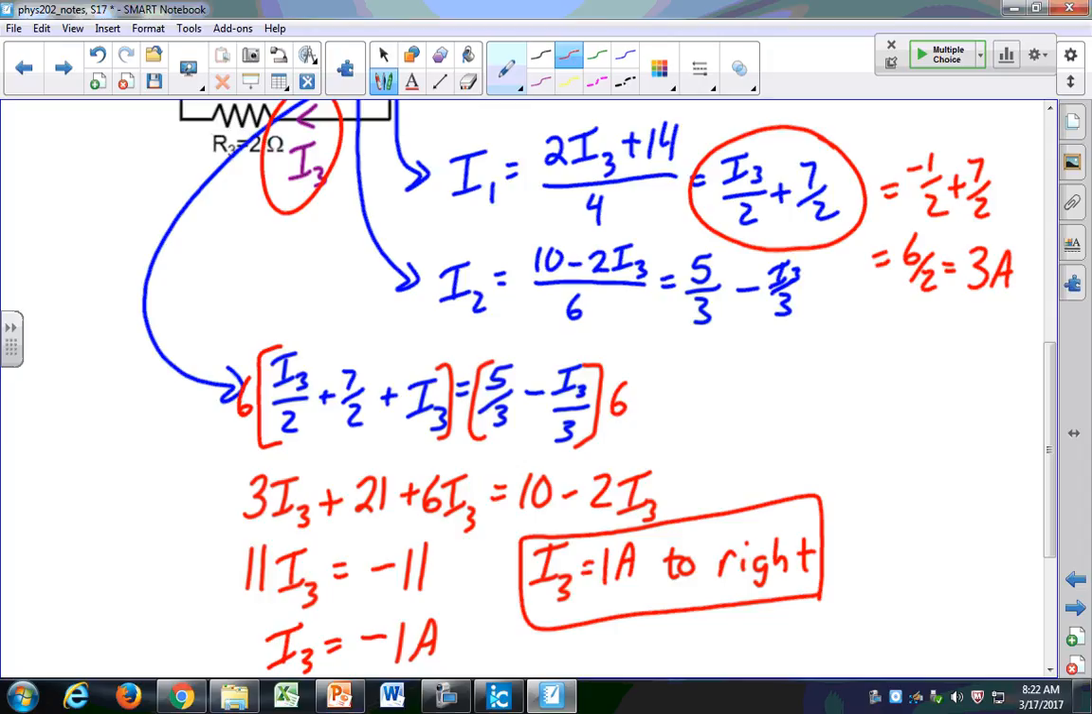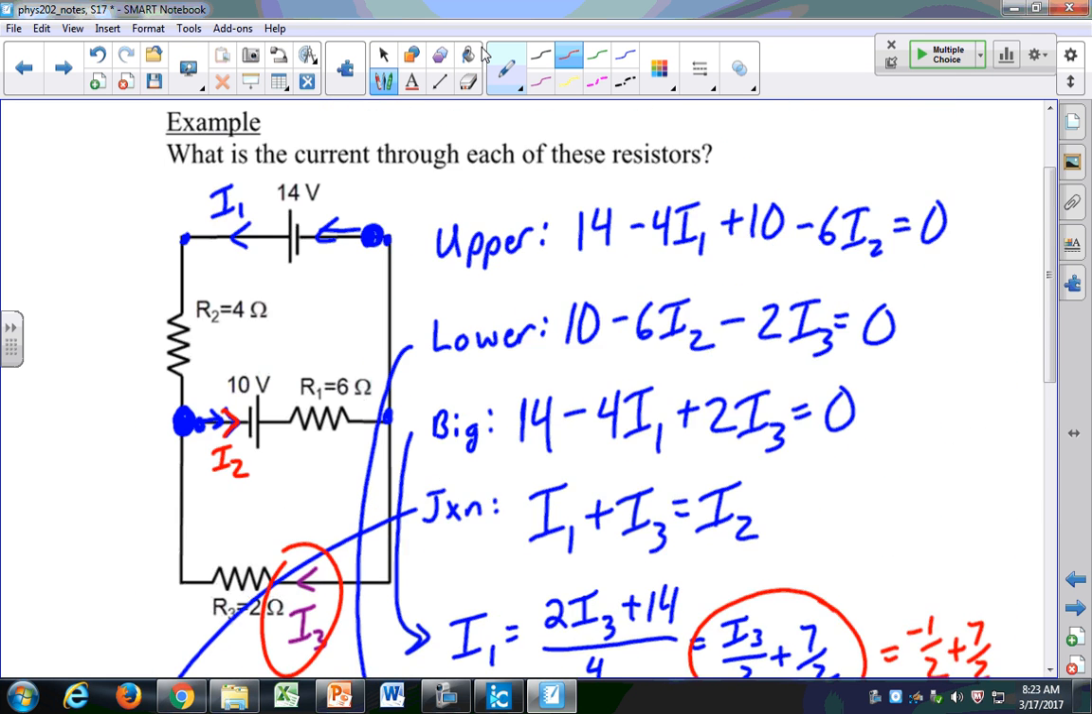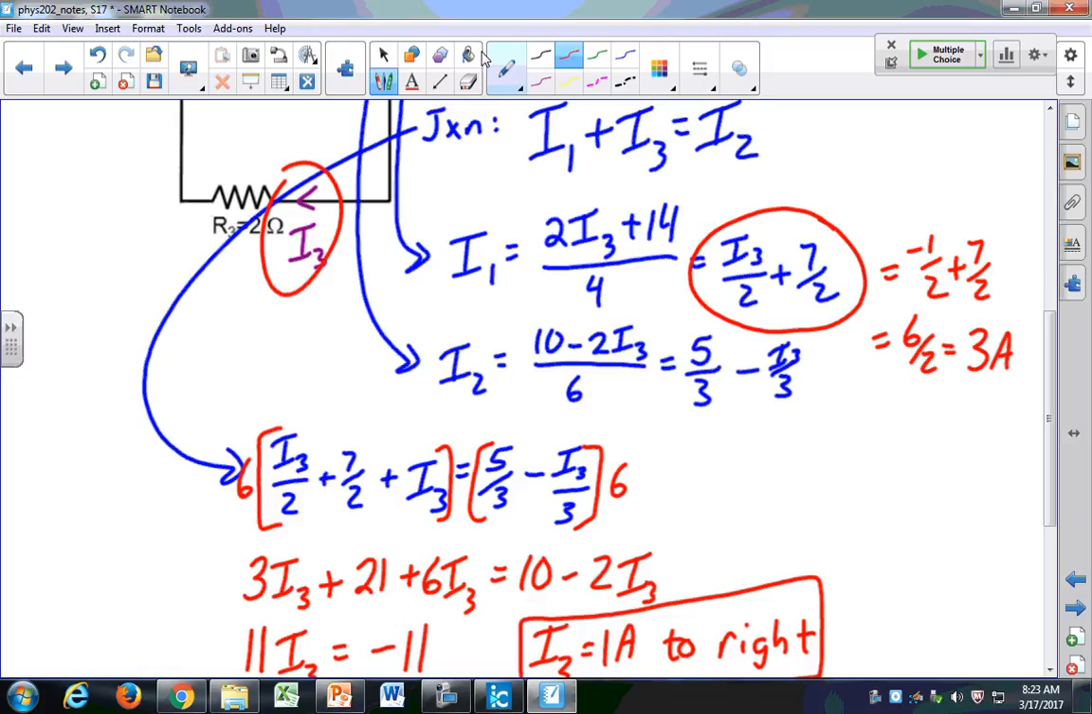Yes. So I3 is supposed to be positive, right? I3 came out negative, but a negative current doesn't really mean anything. We just switched the direction of the current. We had chosen it to the left; it's actually to the right. Well, do we have to change I1 and I2 as well? I1 comes out positive, so 3 amps. We chose the direction of I1 correctly. So I1 is 3 amps to the left, which is the direction that we chose.